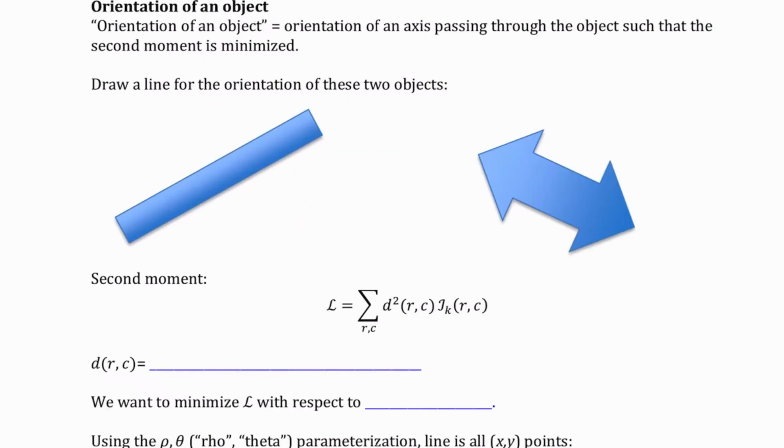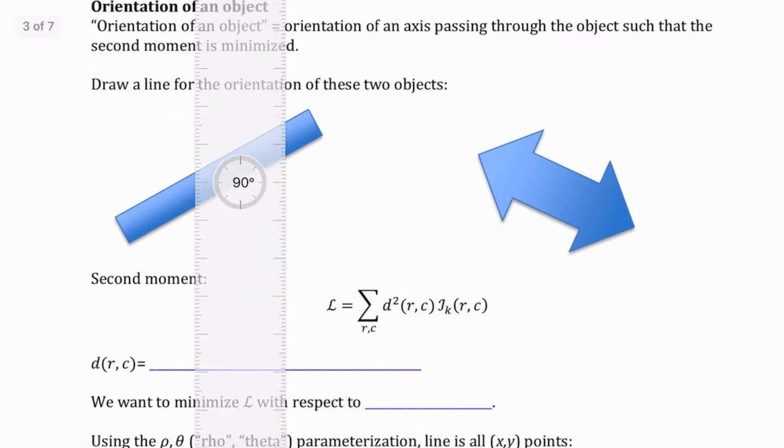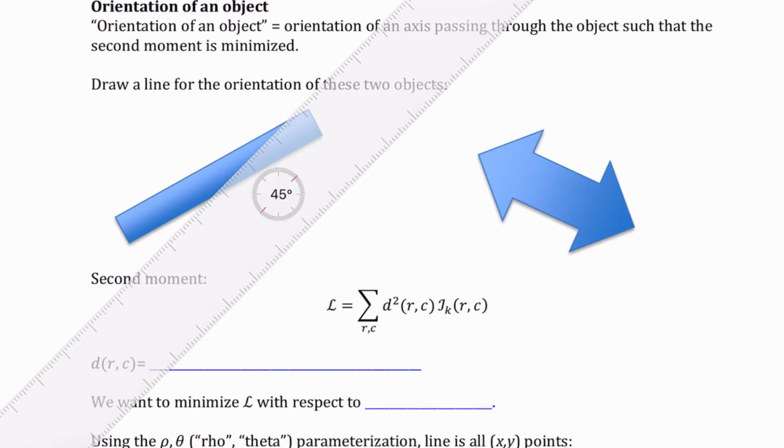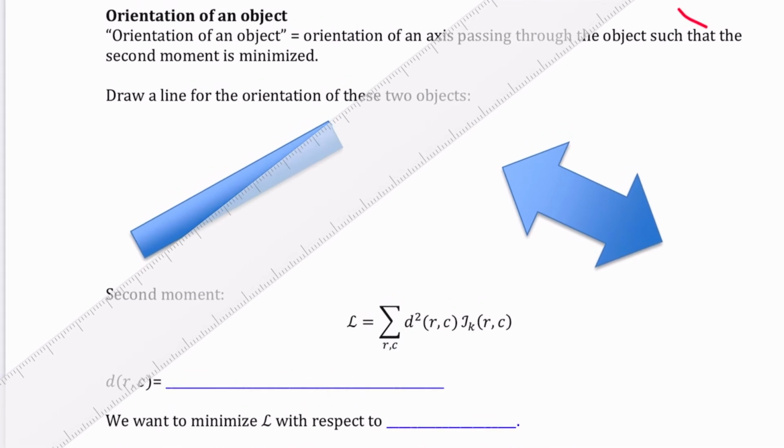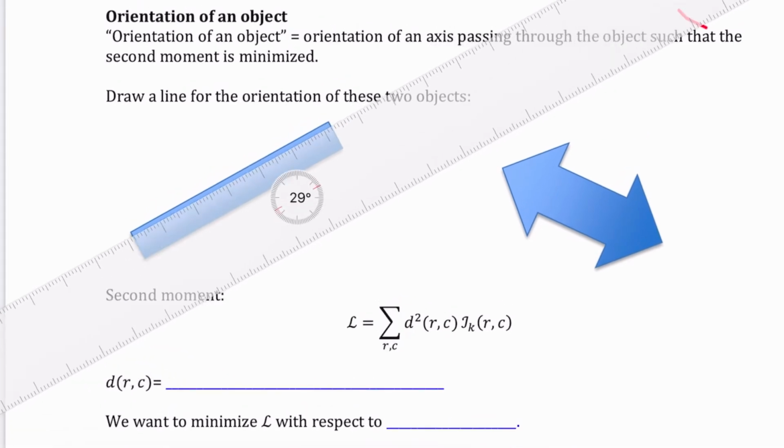And just to remind you, this r bar, c bar, that is the coordinates of the centroid for that kth object. We want to talk about the orientation of our objects. And so when we talk about the orientation, what we really want to do is put an axis through our object so that it minimizes the second moment. And so what I'd like you to do for each of these objects is to try to draw in the minimum axis. And it's not too hard for this.